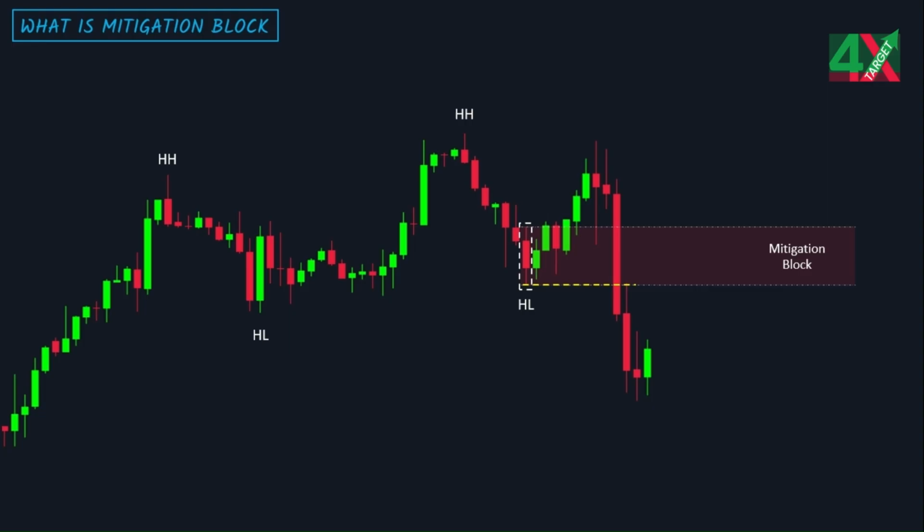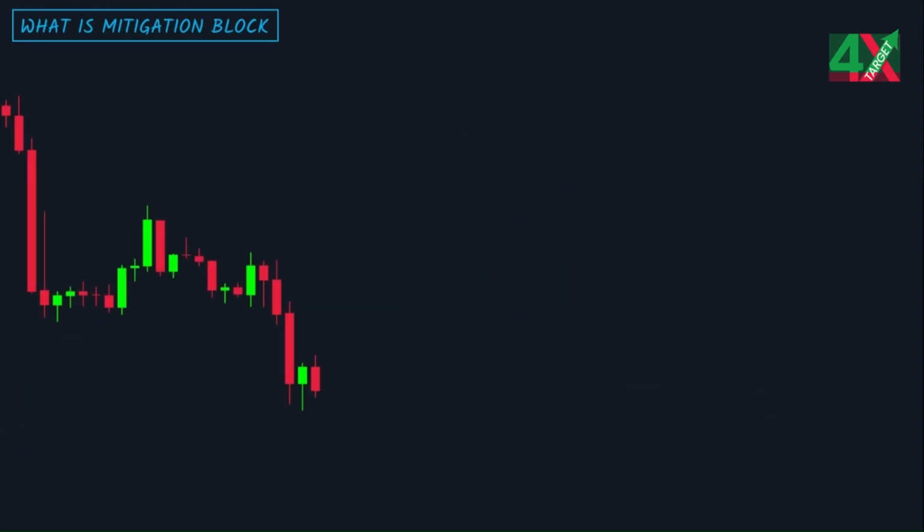This zone represents the area where institutions begin mitigating, or closing, their previous buy positions, reducing exposure as the market prepares for a potential move in the opposite direction. In a downtrend, the process works in reverse.